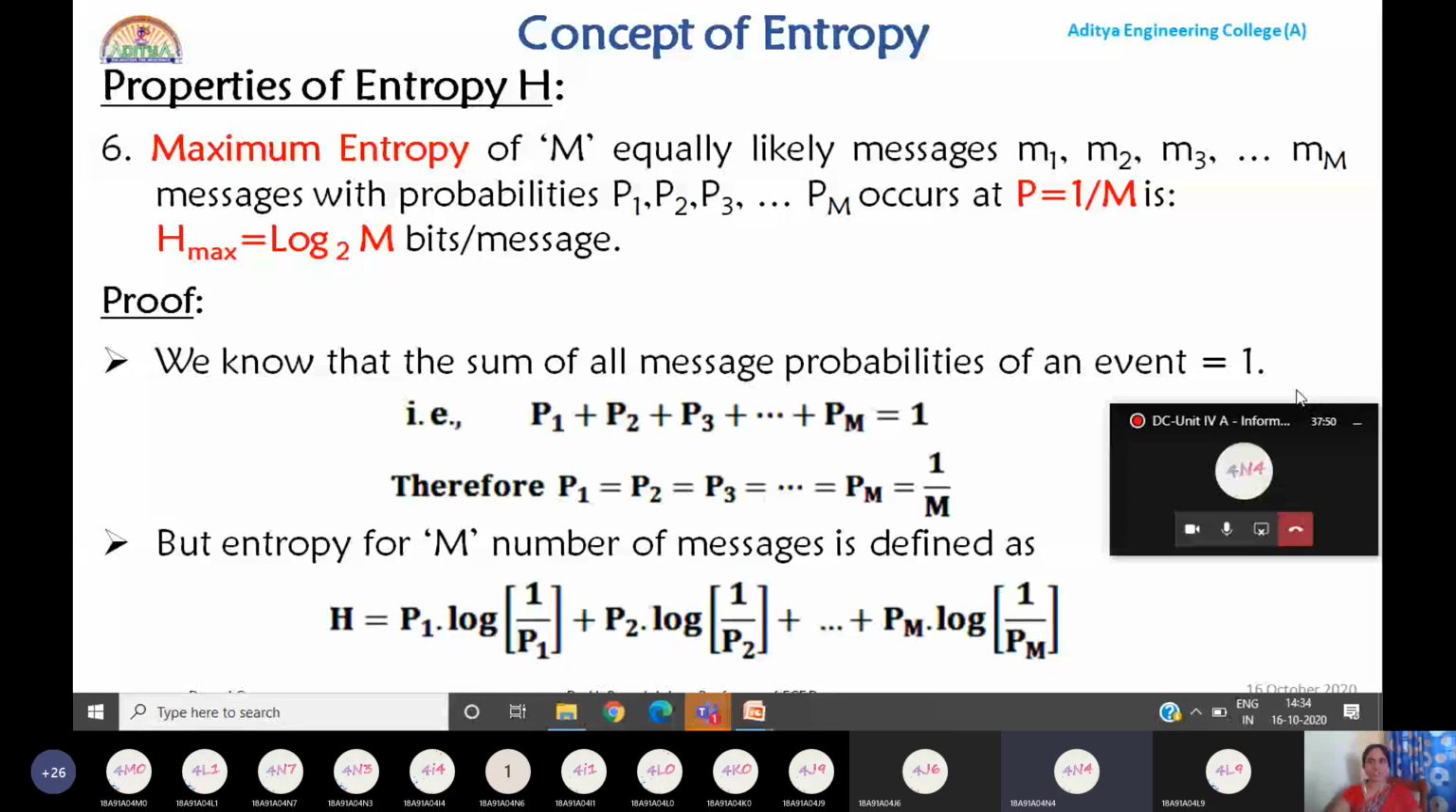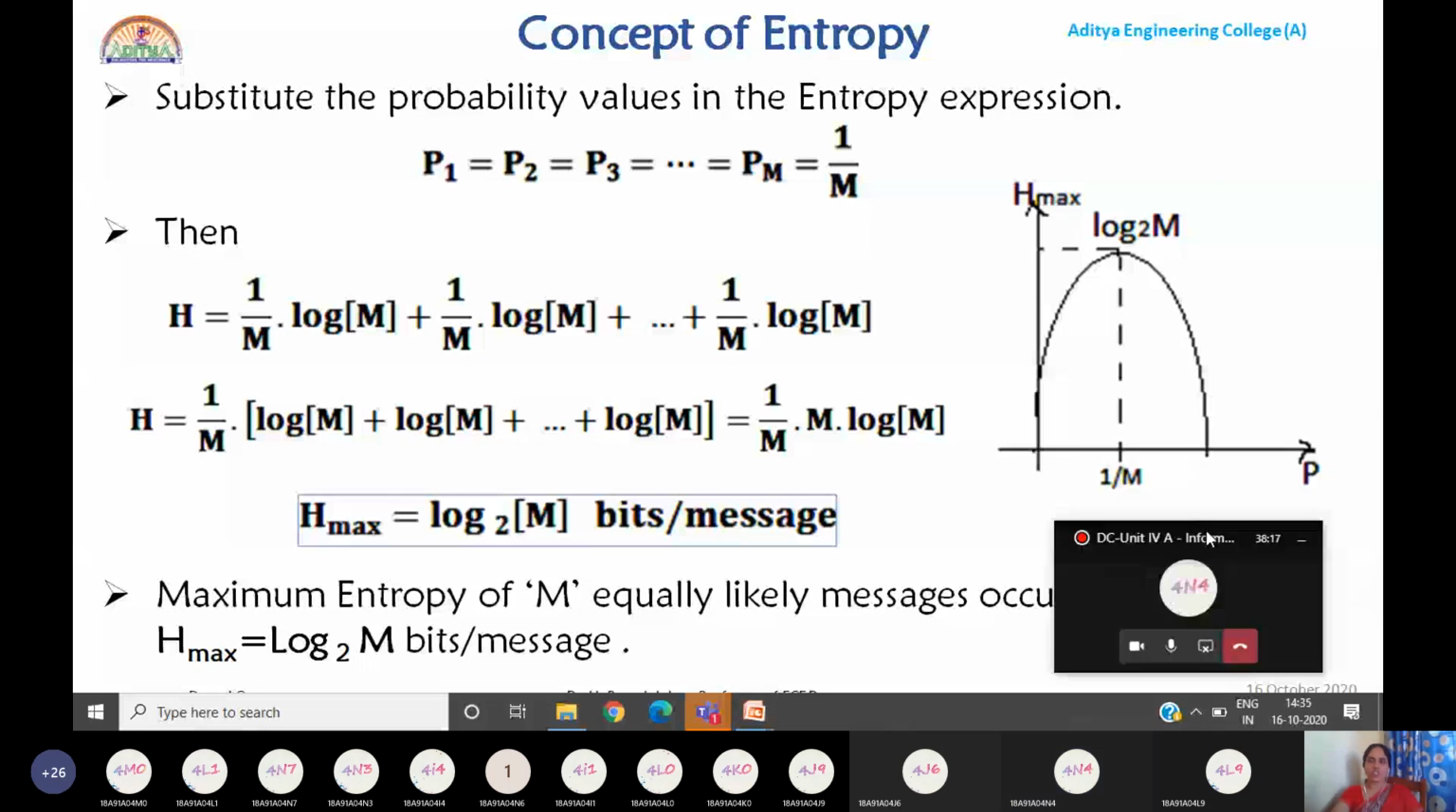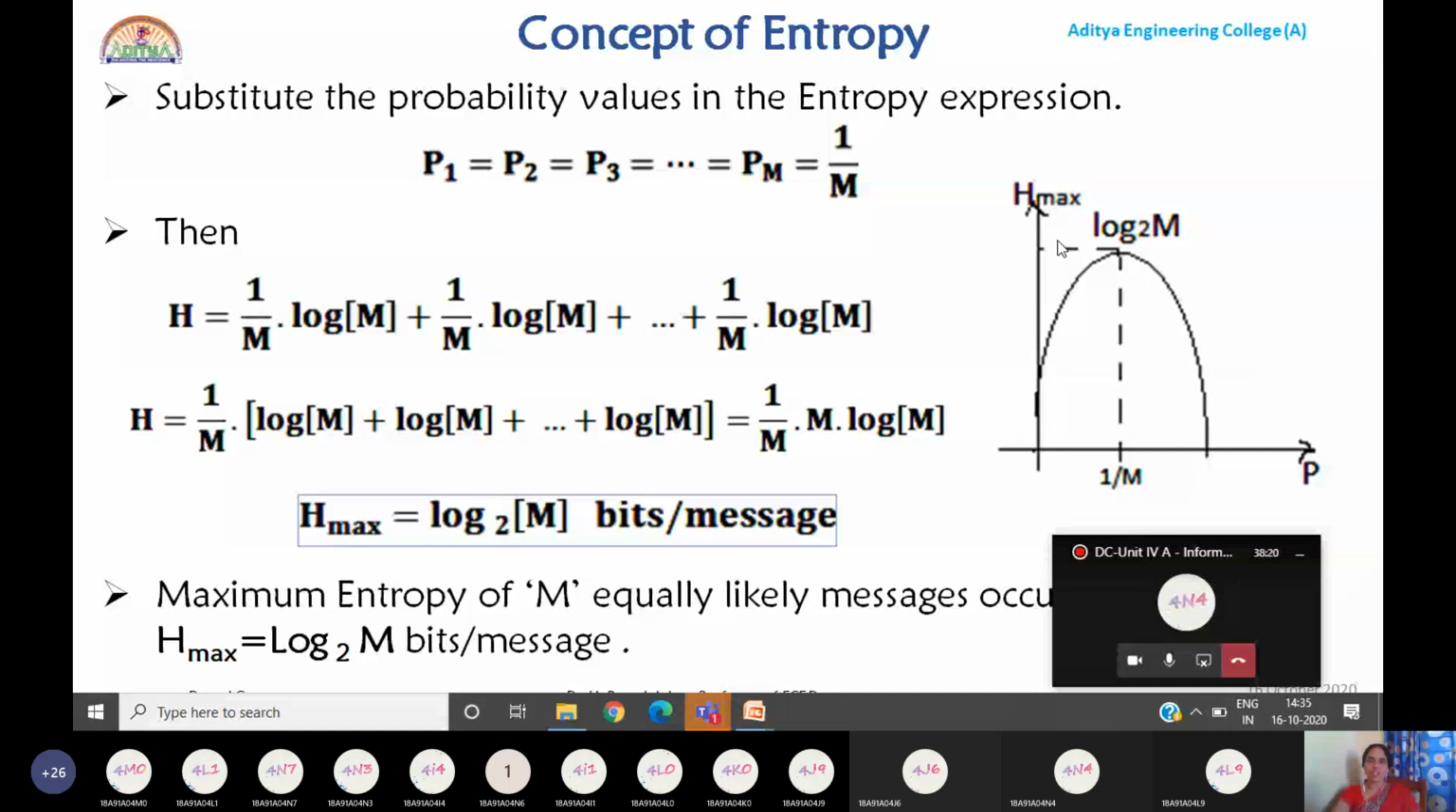But the probabilities p1, p2 and so on are equal to 1 by m. So substitute 1 by m in the p1, p2, pm values, then H max we get is log m base 2 bits per message. If you observe, you can see the same from the graph. Maximum entropy is how much? Log m base 2, and that occurs at p equal to 1 by m.